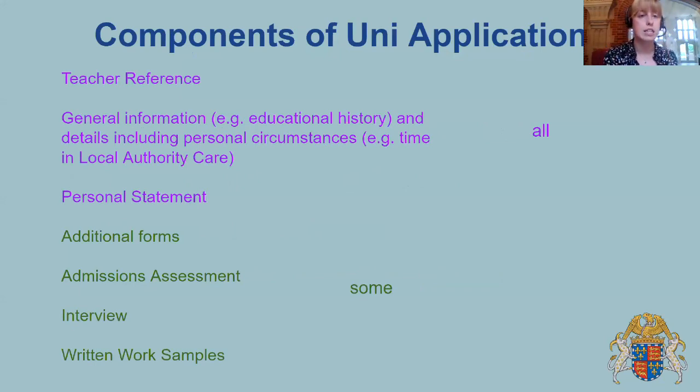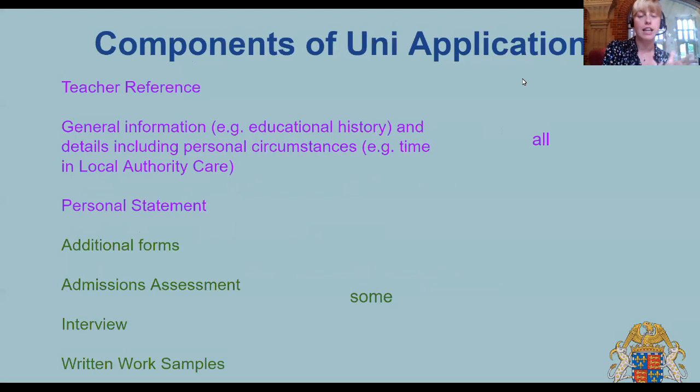So on your slide that you can see there, I've got all of the different elements that come together like jigsaw pieces to make up the completed puzzle of a university application. Not sure that I love that metaphor, but let's roll with it. So in the purple ones at the top, so teacher's reference, general information like your educational history, personal circumstances, and the personal statement. All of those are within the UCAS application. So those are submitted via UCAS to all of your university and course choices.